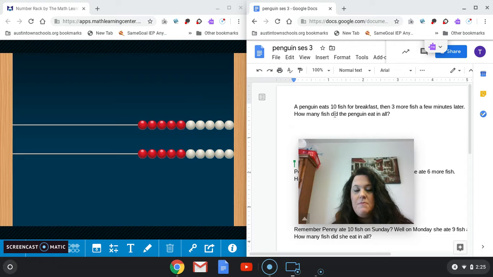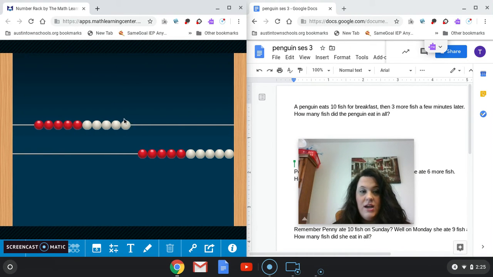It says a penguin eats 10 fish for breakfast, then 3 more fish a few minutes later. How many fish did the penguin eat in all? Well, I'm going to use my number rack today to help me. I know that top row is 10, so I'm going to move the whole row over. Then he ate 3 more fish a few minutes later.